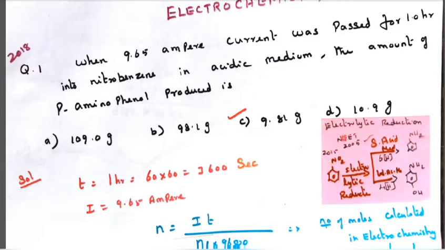They have asked this in NEET 2005 as well as 2015, the same question in different media, strong acidic medium and weak acidic medium. In strong acidic medium, 6 hydrogen is used, that means 6 electrons are used. In weak acidic medium, 4 hydrogen is used, so 4 electrons are used.